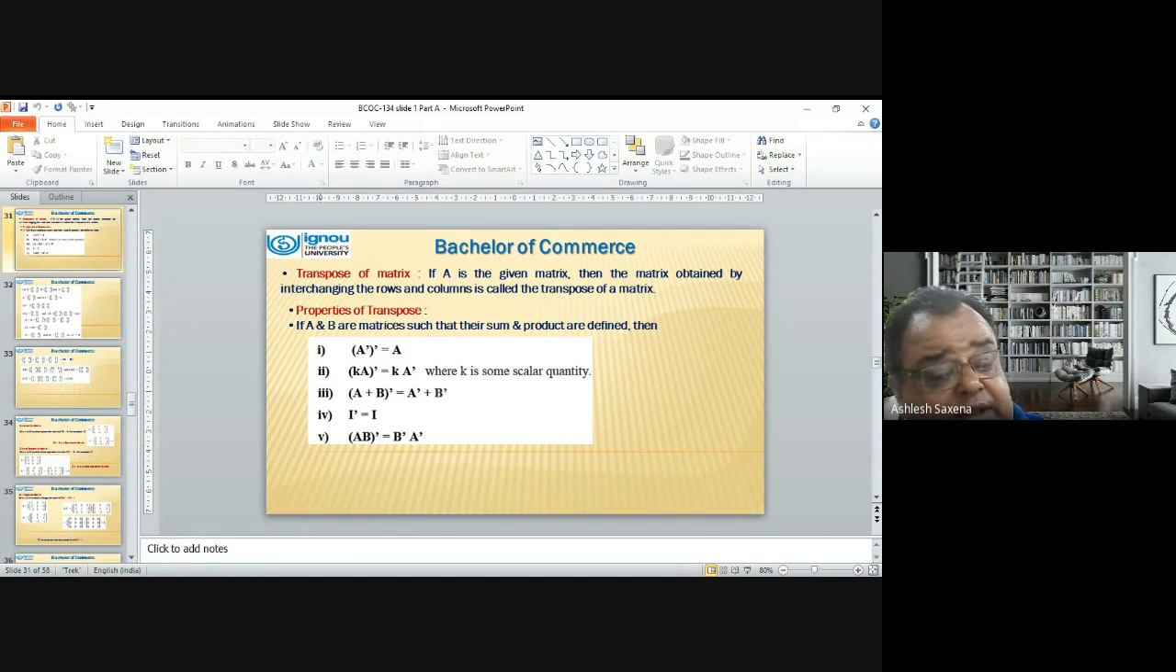Now see, you have to be careful in the fifth property. It is AB transpose. AB transpose will be equal to B transpose into A transpose. AB transpose is equal to B transpose into A transpose.